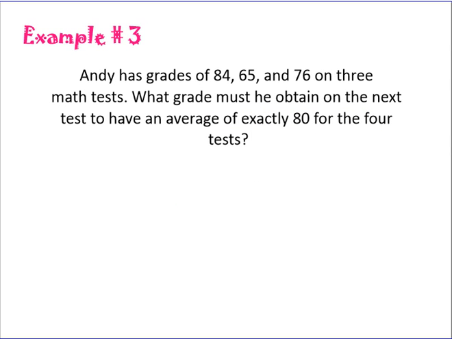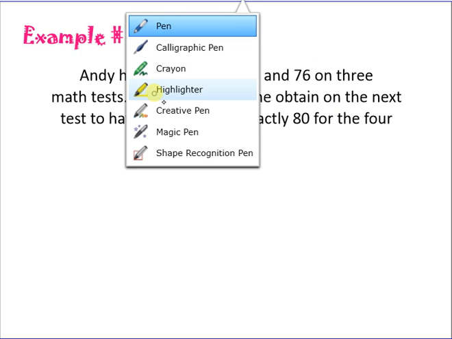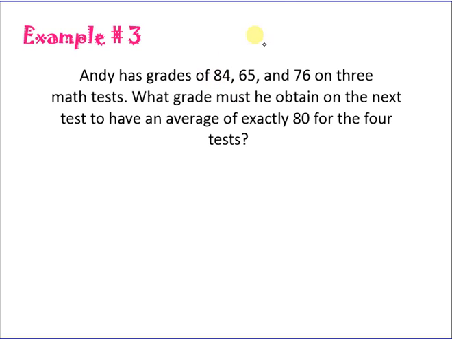All right, example 3. Andy has grades of 84, 65, and 76 on three math tests. What grade must he obtain on the next test to have an average of exactly 80 on the 4 tests? So let's go ahead and highlight our given numbers. So we have an 84, a 65, and a 76. And we want him to have an average or a mean of exactly an 80.